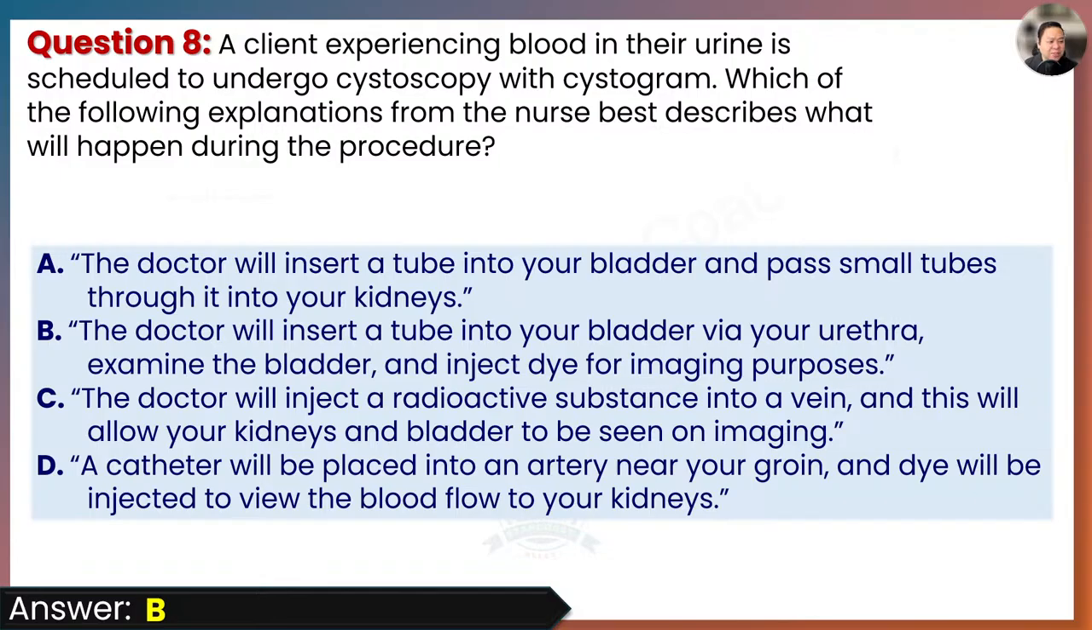And we have letter C. This is also incorrect because this statement refers to a nuclear scan or radionuclide cystography, which uses a radioactive tracer that is injected into the bloodstream to monitor the distribution of the substance in the body. And this is not what happens in a cystography or cystoscopy with cystogram, which is using a contrast dye for the imaging.